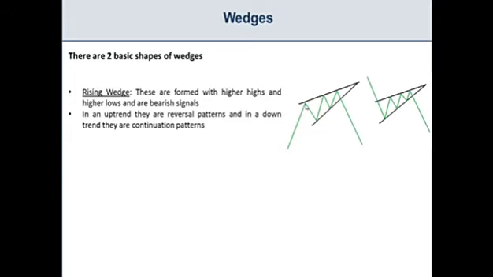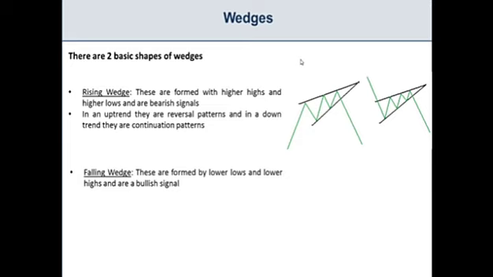As you can see, in both cases we are making higher highs and higher lows, but if we are in an up move, this will be a reversal pattern, and if we are in a down move, this will be a continuation pattern. In both cases they are bearish signals, and in both cases we are going to wait for the breakout of the lower line of the wedge for us to go short on the asset.